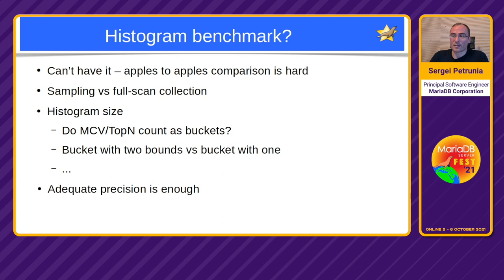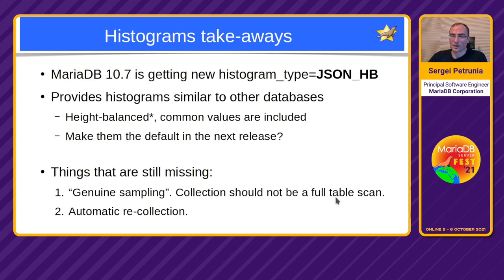In general, I think that, as we will see further in the talk, we don't really need to push the envelope here. Adequate histogram precision is enough. There are other issues in selectivity estimates, so probably single column histogram precision as such is not our biggest problem. Okay, takeaways for histograms.